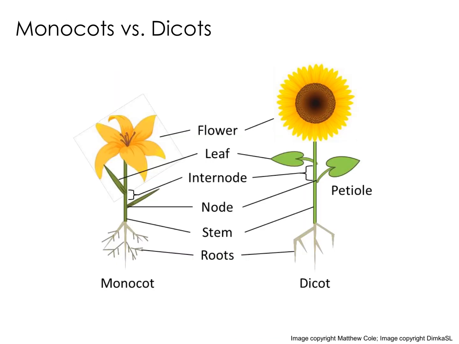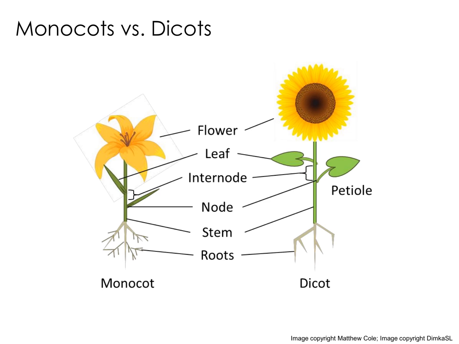Angiosperms are divided into two major groups, the monocots and the dicots. And these share some similarities, but there are also some differences between these two groups. Similarities include the fact that they have flowers, as you can see here. They have leaves, stems, and roots, and where the leaves join the stems, that's known as a node. The space between two leaves is known as an internode, as you can see here.